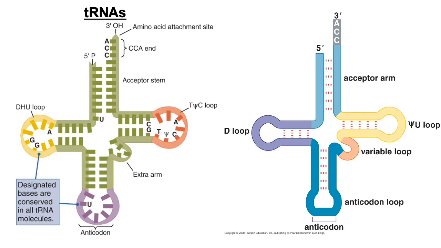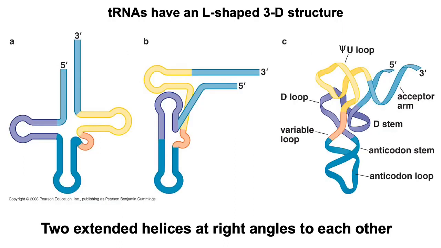Now, this is what tRNA would look like if we lived in a two-dimensional world. We do not live in a two-dimensional world. tRNA folds. So the image on the left is essentially a copy of one of the images we just looked at. The one in the middle is a sort of better version of what things look like.